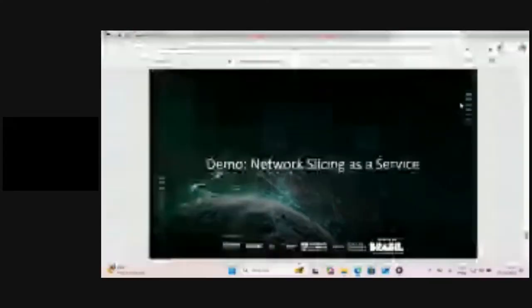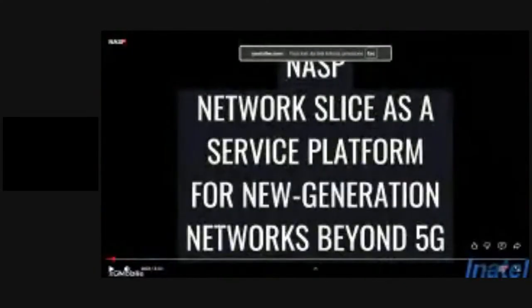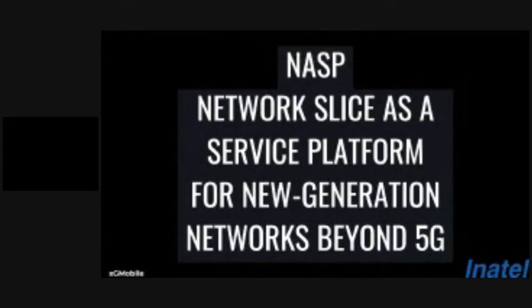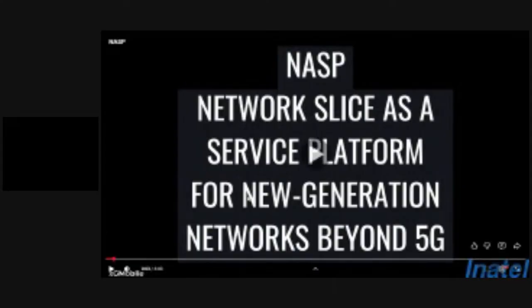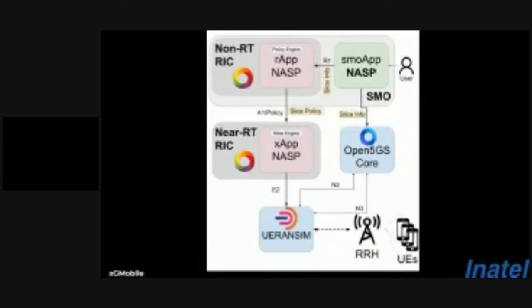Gustavo, demonstrate the second part. Now I will show the same slice creation that was done before, but now using our NASP platform. In this case, we will deploy one slice. Let's play to start showing the figure. We will deploy one slice in two domains, the RAN domain and the core domain. We will use our SMO NASP that we will show in a few seconds.